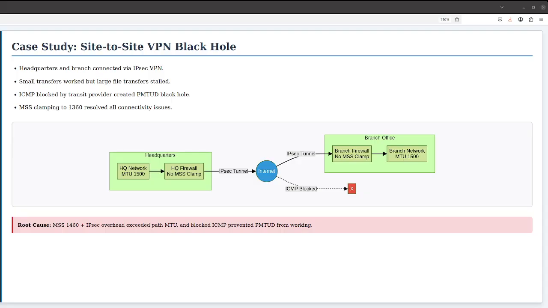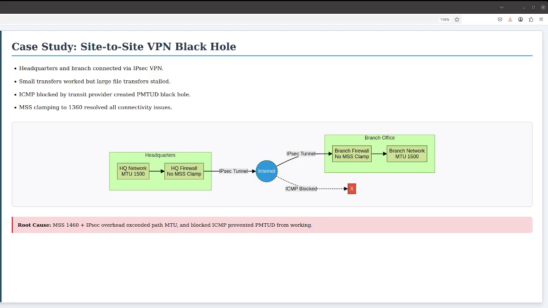The diagram illustrates the network topology involved in this case. A corporate headquarters needed to establish connectivity with a remote branch office using an IPsec VPN tunnel over the Internet. The flow begins at the HQ network, which represents the corporate headquarters location. The headquarters operates a standard enterprise network with a 1500-byte MTU. End users access various applications hosted at both locations.